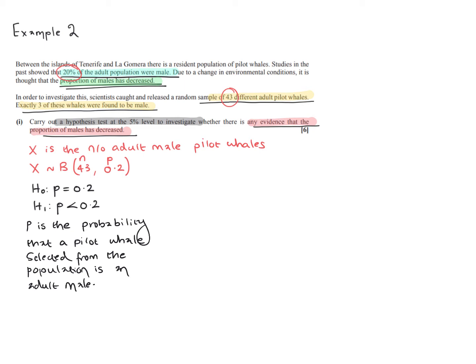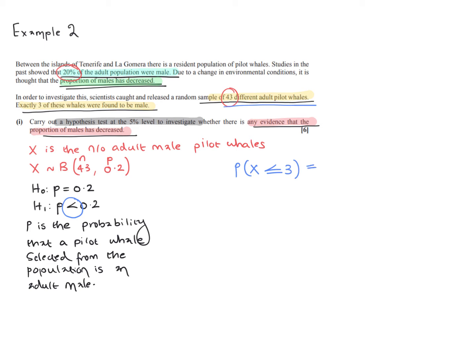So what do we now need to do? Well, we have a test statistic, which is that exactly 3 of our sample of adult pilot whales is male. So we need to work out the probability based on this. So remember, we're looking at a lower tail test here. P is less than 0.2. So we want to work out the probability that X is less than or equal to 3.